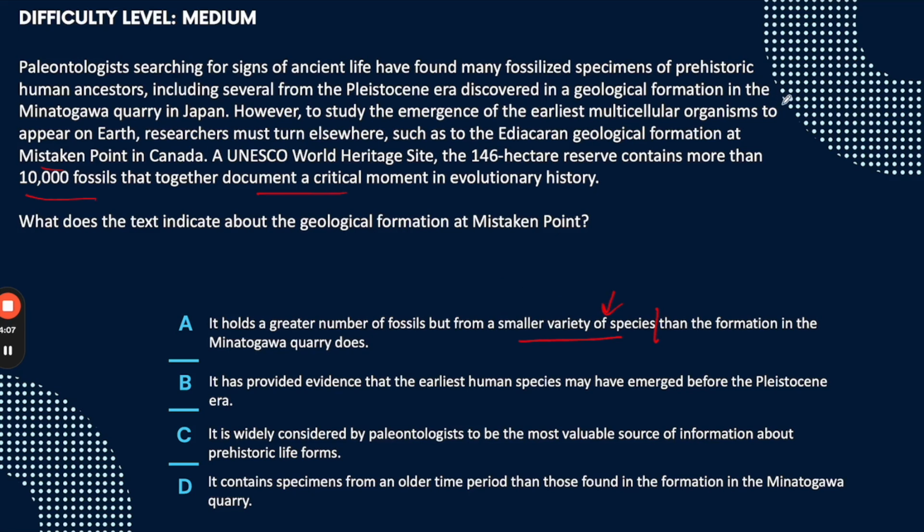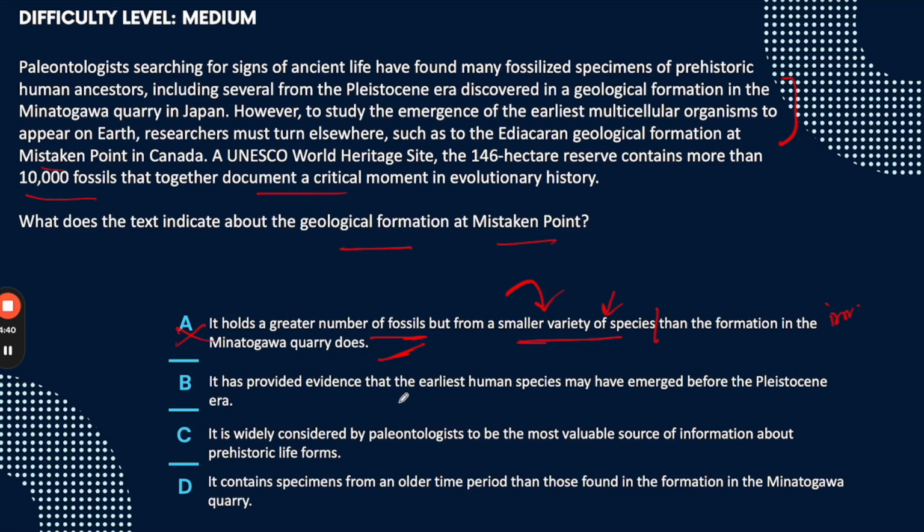Forget about the location that we are sticking to. The text is not even telling us anything about whether these fossils that they found were from a smaller variety of species or from a larger variety of species. So this is out because this is simply irrelevant. I can't identify this particular information about the geological formation at Mistaken Point. All I know for this particular formation is that if you want to know about the emergence of the earliest multicellular organisms, go there. Okay, let's go to B now.